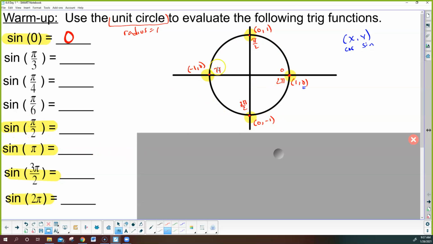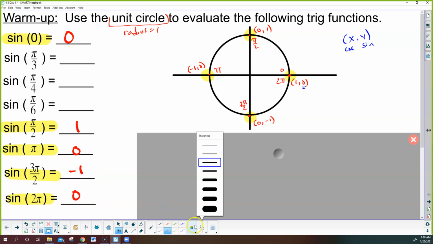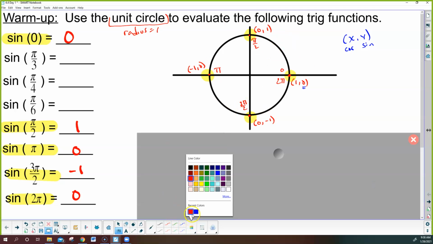What is sine at pi over 2? Well, here's pi over 2. What is the y value? That's equal to 1. And then what is the y value at pi? Well, that's 0. What is the sine value at 3 pi over 2? That's -1. And what is the value at 2 pi? That's the same as 0 radians, so the y value is 0. So those ones should be very quick. And I hope you're able to just quick draw this circle if you need to find those values.